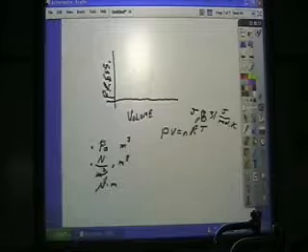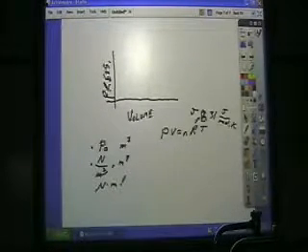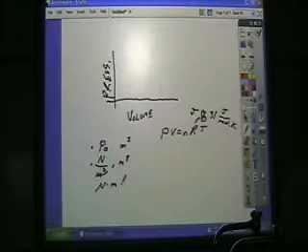Work equals a force applied over a distance. Force times distance equals work. The units on work are newton meters, or joules.